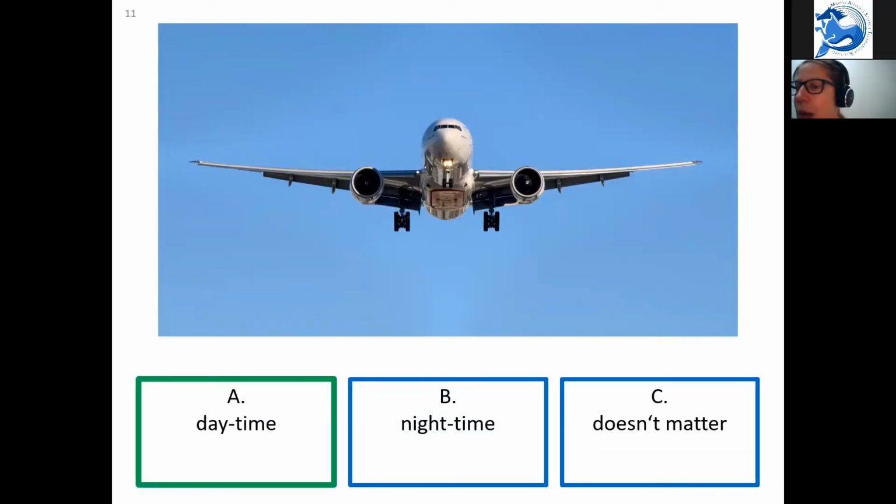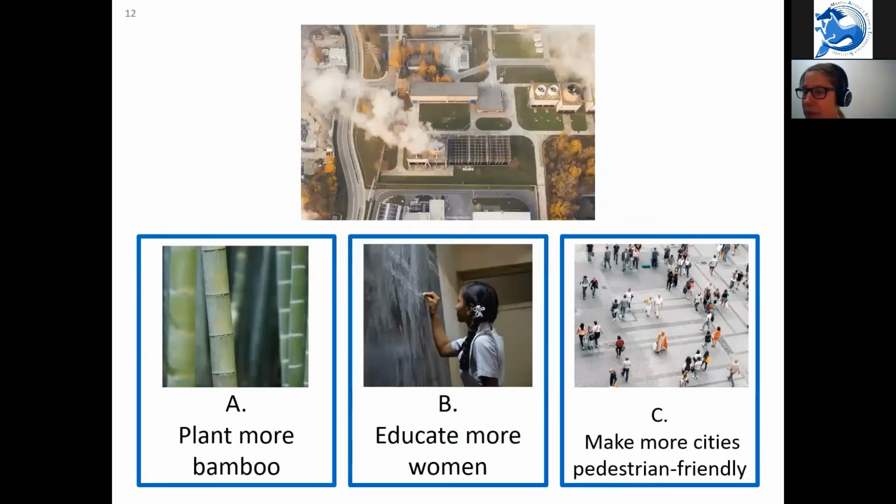Okay, so many factors influence climate and climate change, and some are more surprising than others. On a global scale, which of the following measures would have the largest influence on reducing CO2 emissions? Would it be to plant more bamboo, to educate more women, or to make cities more pedestrian friendly? Which of these measures would have the largest influence on reducing our CO2 emissions?